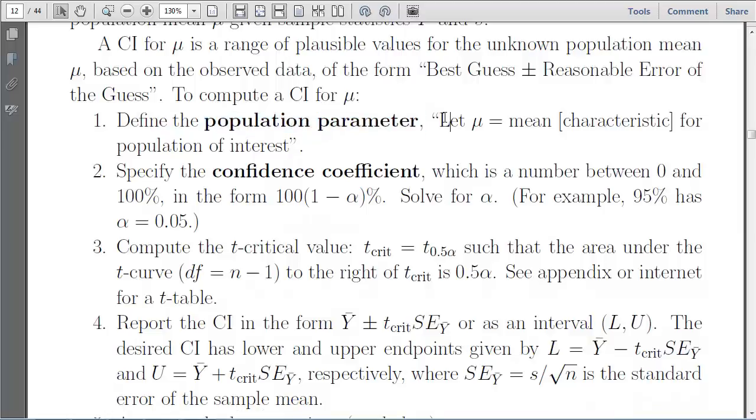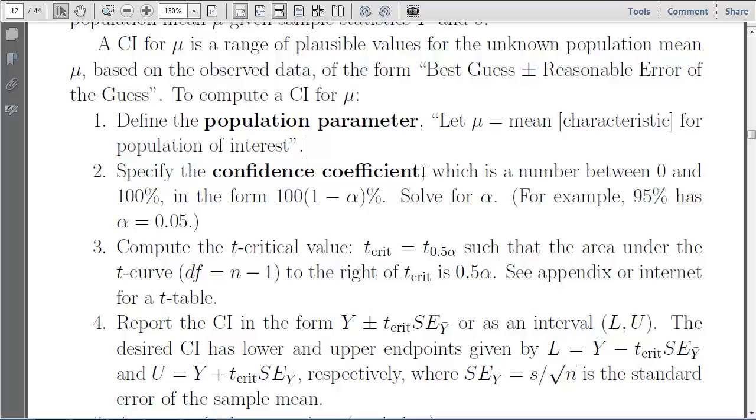For example, this is going to be a definition of the population parameter both in words and in notation. So I'm going to say let mu, so that's our notation, mu is for the population mean, equals the mean characteristic for the population of interest, meaning, if this was IQ, for example, that was an example we just saw, this would be the mean IQ for college students age 18 to 24. That maybe is our population.